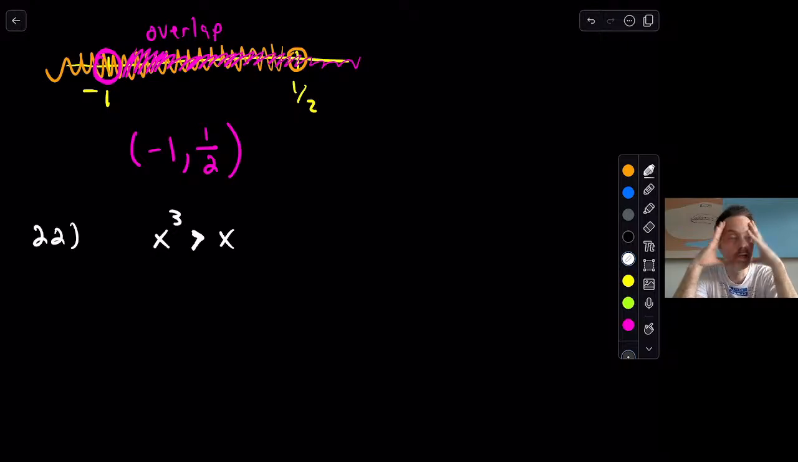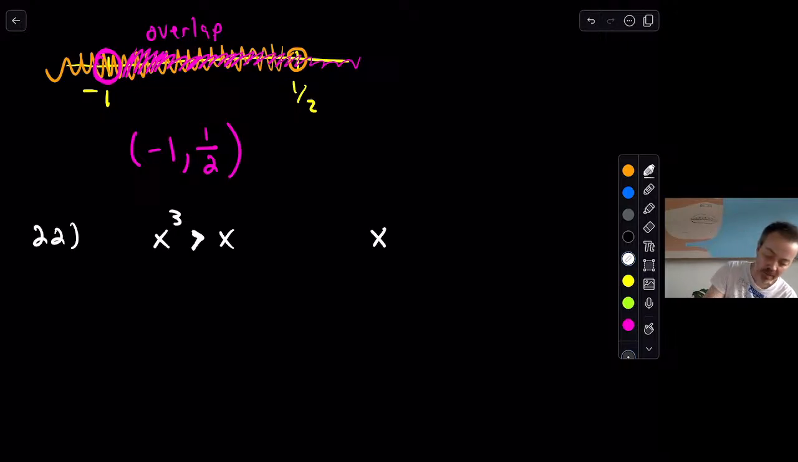How should we solve x to the third greater than x? Does anybody have an idea? This is where, if I was in class, I would just stare at you. Anybody? Anybody? Nobody? All right. So I hear subtract x, and set it to 0. So you're both saying the same thing. Okay, I like Queen Bee.